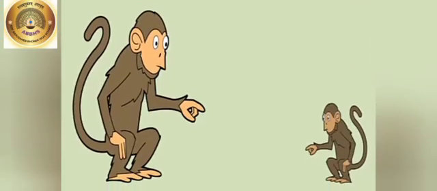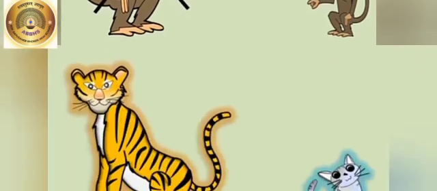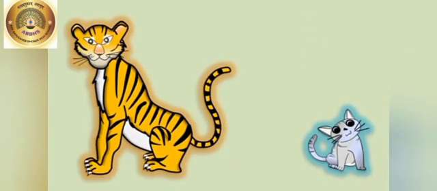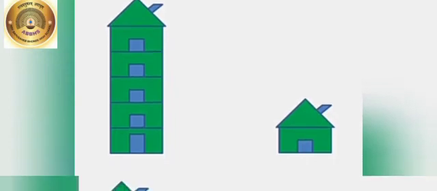Now here, which monkey is tall? Yes, this monkey is tall. Now here, which animal is tall? Yes, this one is tall. Now in this, which is the short house? Circle the short house. Yes, very good. This is the short house.